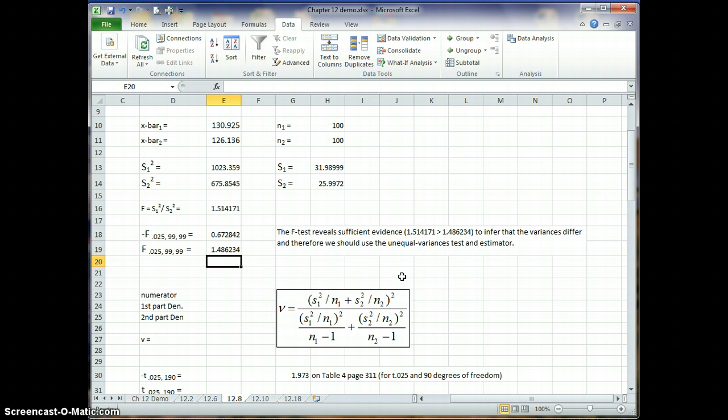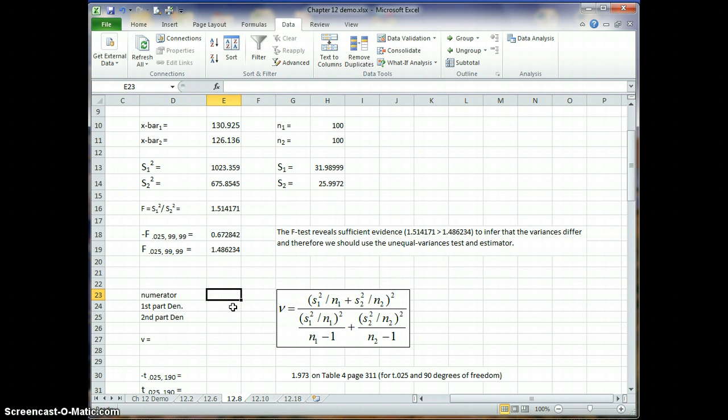So, this F-test reveals sufficient evidence, because the 1.514171 is greater than the 1.486, to infer that the variances differ, and therefore we should use the unequal variances test and estimator. Again, because the rejection range would be anything less than 0.672842 or anything greater than the 1.486234, and the 1.514171 is greater, therefore we need to use the unequal variance test. And we get this fun formula right here, which I'm going to break down into 3 parts just to make it easier to do the calculation.